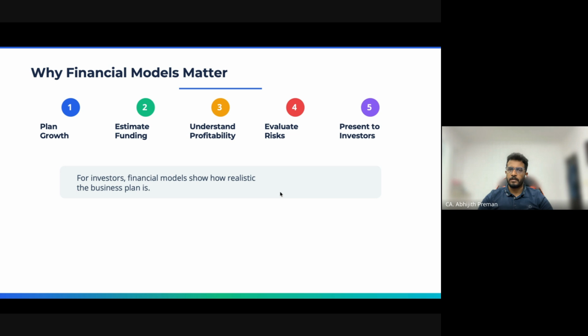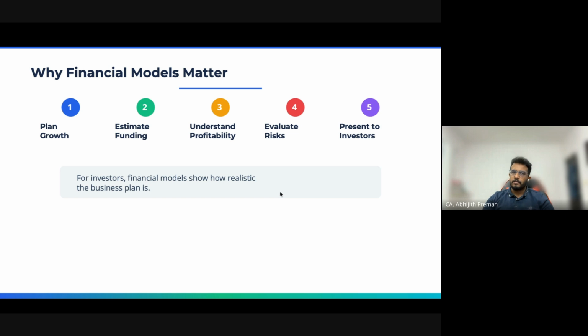Then understand profitability. Typically, when you do the financial model, you understand that at this level of sale, what is the profit going to be? And when you increase the sales, what is the profit going to be? Or if the sales decrease, what is the profit going to be? So you can work out different scenarios and understand the profitability of the business that you are doing, whether it be service, product, goods, trading, manufacturing, whatever it be. You can understand the level of profitability that your business would be having.